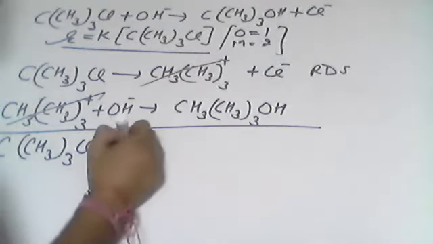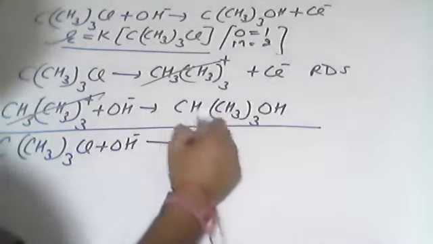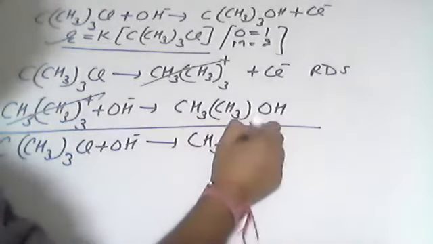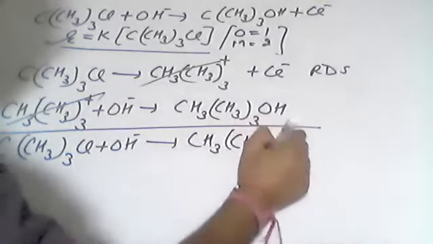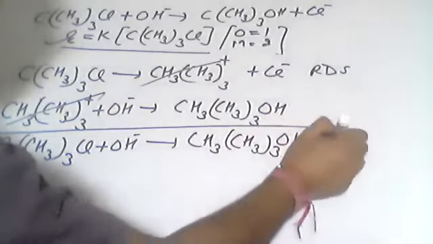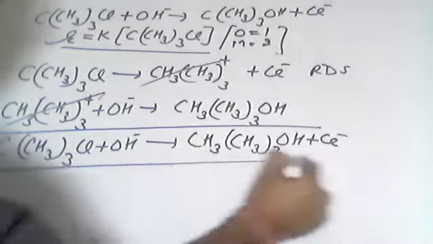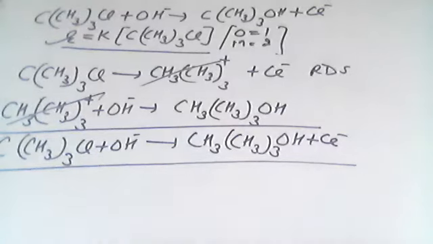And overall I will get (CH3)3Cl plus OH negative gives (CH3)3OH plus Cl negative. This is the result of this one. So this is a mechanism for the reaction that is given to us, because the rate equation matches.